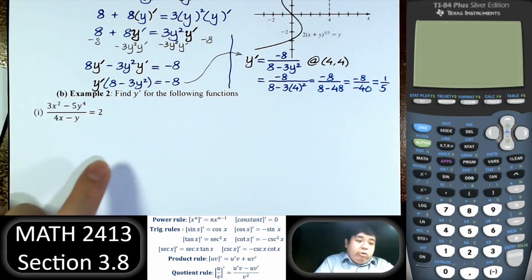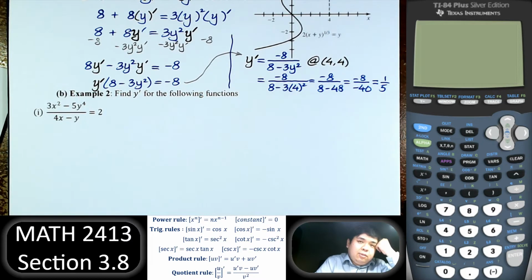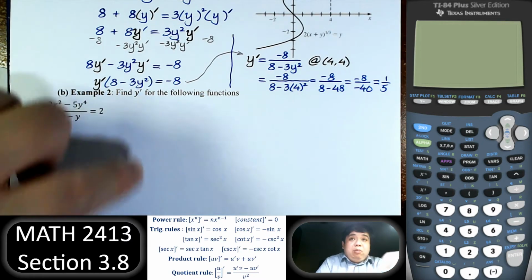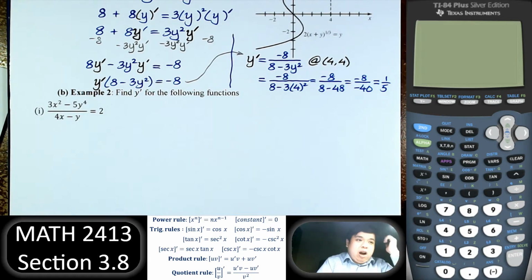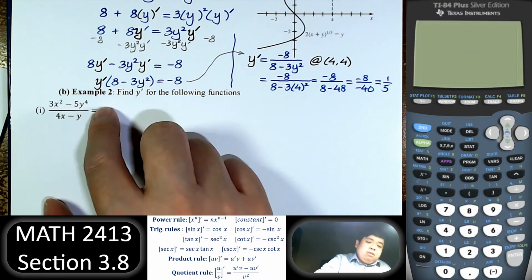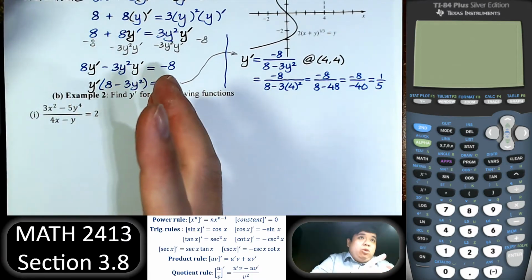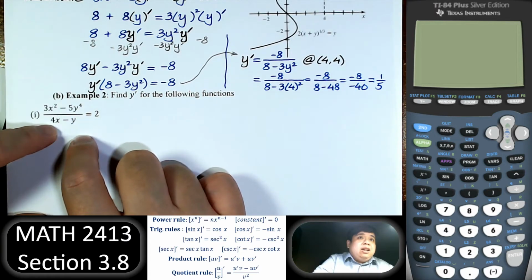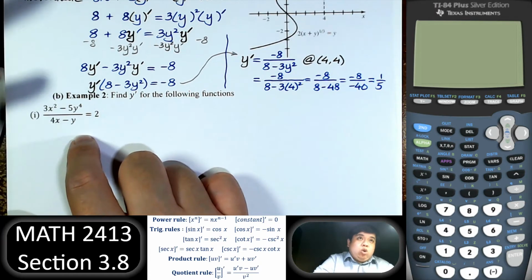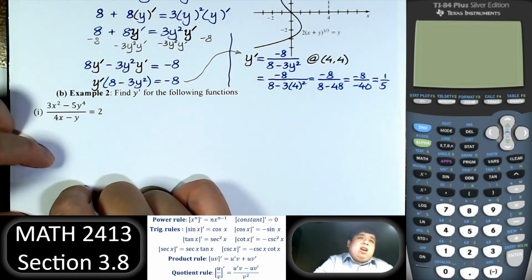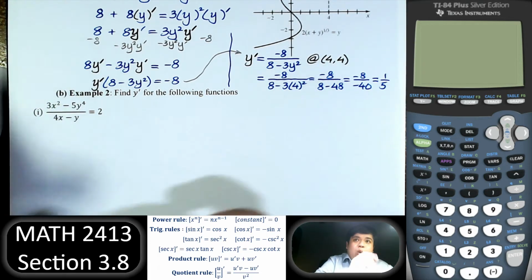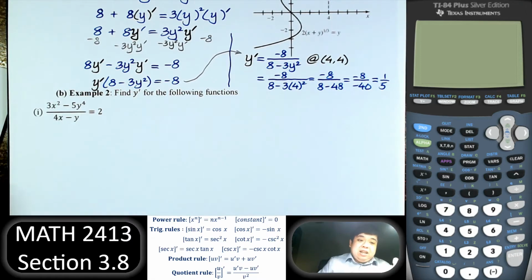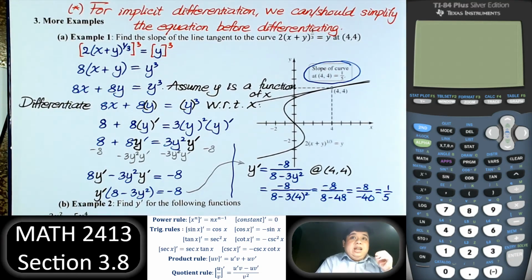Find y prime for the following function. So y prime means that y is a function of x and we find the derivative with respect to x. So that's normal here. However, let me ask you this. If you have to take the derivative of this one, the left hand side, that is the quotient rule because we have a quotient obviously. And that looks like a lot of work and I don't want to deal with that. So in that case, we go back to this. We said if we can simplify the problem, we should.